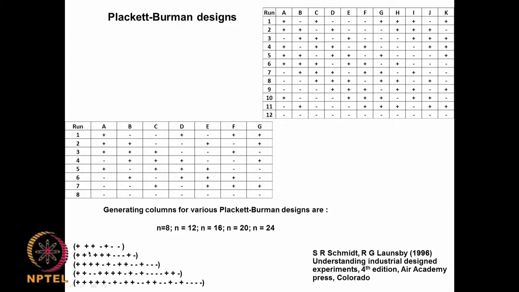I taught you how to build up these tables. The last row is always minus minus minus, and you push these signs up and build up the table. So, Plackett-Burman design is very good if you have parameters like 3, 7, 11, 15 and so on. If the number of parameters is slightly less than that, we can always call some of the columns dummy variables. This is taken from this particular reference.